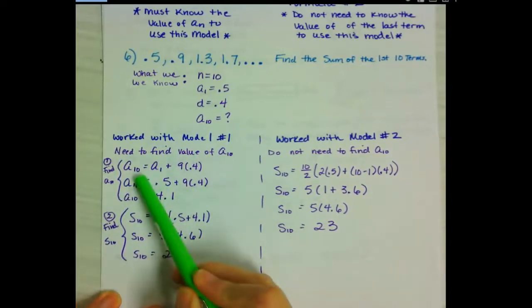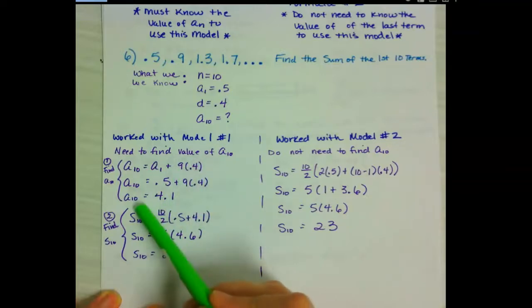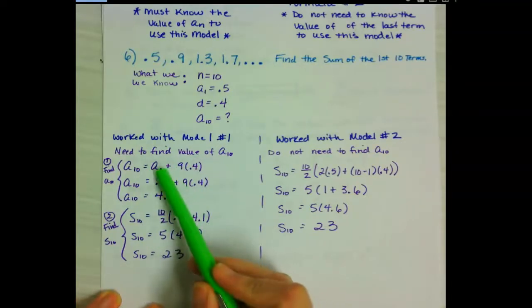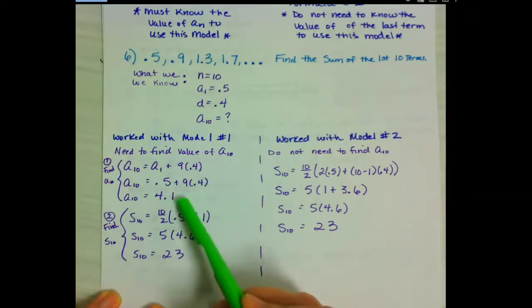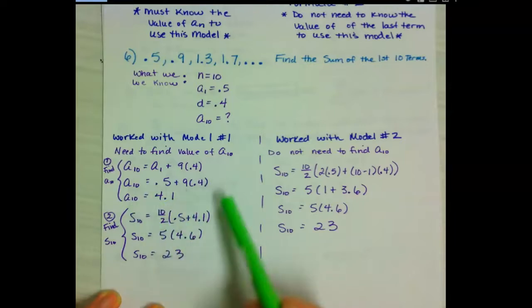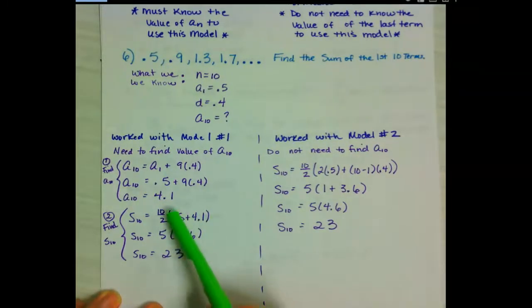So I had to use my model. I had to figure out what a sub 10 was. So I used my value of a sub 1, which was 0.5. I knew there were 9 common differences. I knew the difference was 0.4, so I crunched my numbers and I got this. Once I get a sub 10, now I can go to my summation model, my partial sum model, and I have my first term, my last term, 10 divided by 2, and crunch the numbers and I get 23.